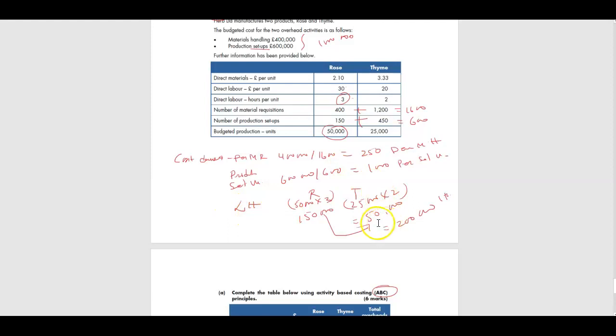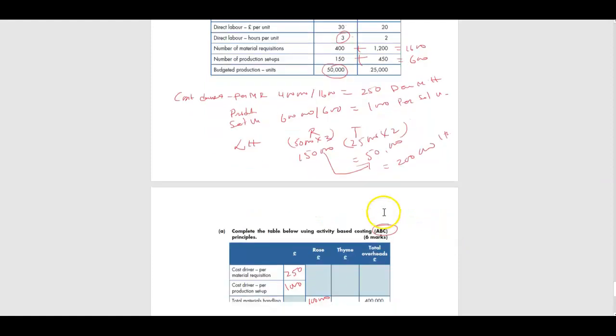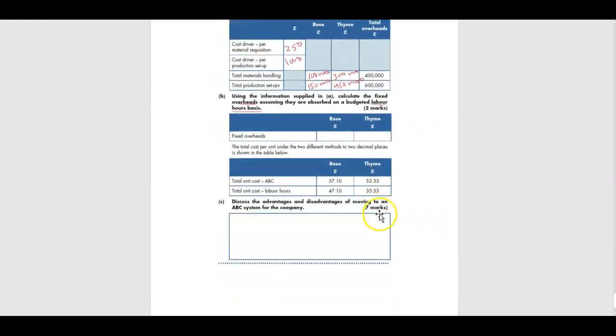So let's do that then. We said total overhead is 1 million and total labor hours is 200,000. So if I divide that, that will give me 0.5 per hour. For the rows we need 150,000 hours, times 0.5, that gives me 750,000.